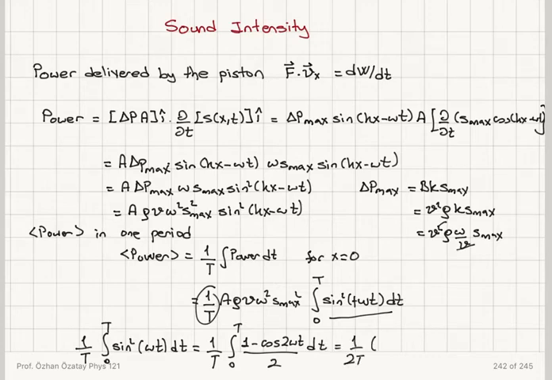So this will give me 1 over 2T. The integral gives me a T, and then I will have minus 1 over 2 omega sine 2 omega t evaluated between 0 and the period. Evaluated at 0, sine will give me a 0. Evaluated at the period, the sine 2 omega t will become sine 4 pi, because omega, remember, is 2 pi divided by the period. So this part is going to give me 0, and this part is going to give me a T, and therefore I will end up with 1 over 2.